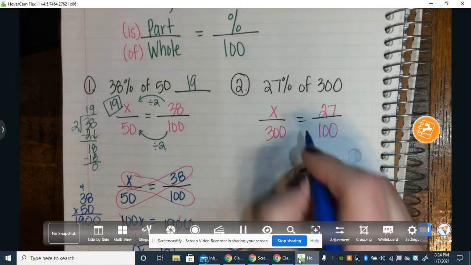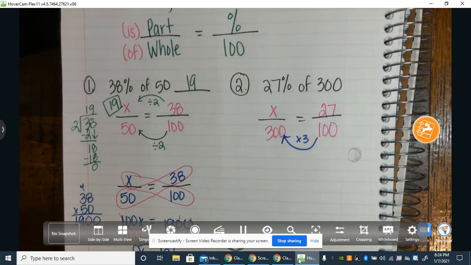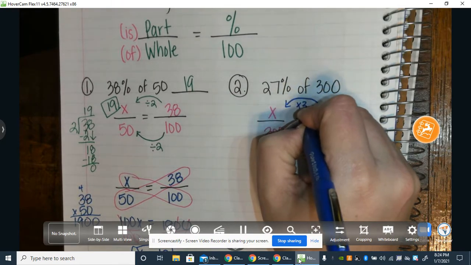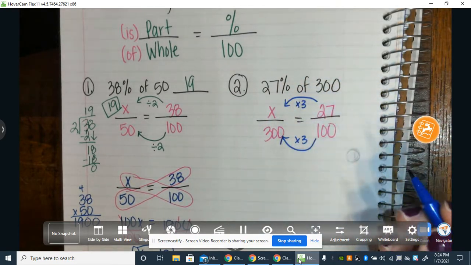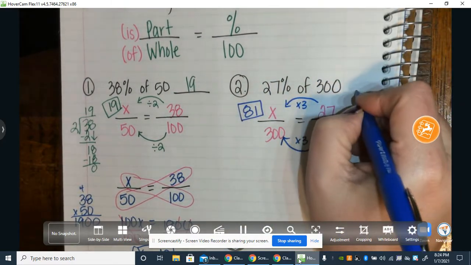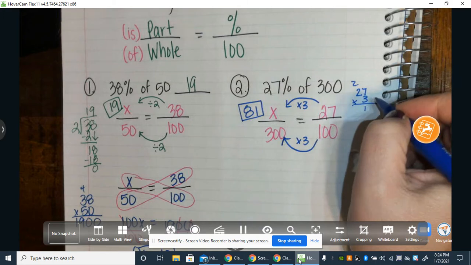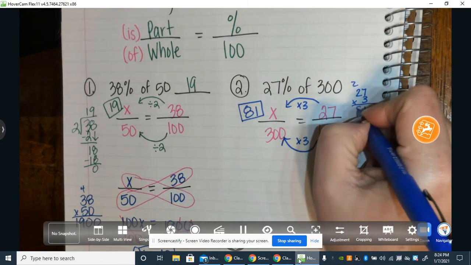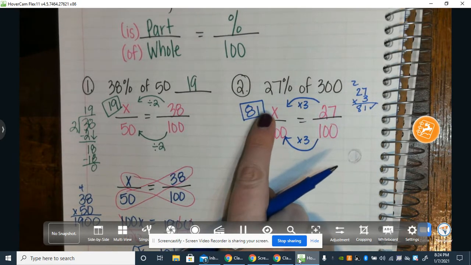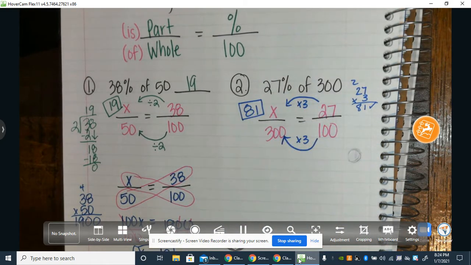Well, I could take 100 and times it by 3 to get 300. And if I do to the bottom, I must do to the top. So I'm going to take 27, times it by 3, and I get 81. Just to do my math real quick over here, 27, 3 times 7 is 21, carry 2, 3 times 2 is 6, plus 2 gives me 8. So check 81. So my missing number here would be 81. 81 over 300 reduces to 27 over 100, which is 27% of 300.